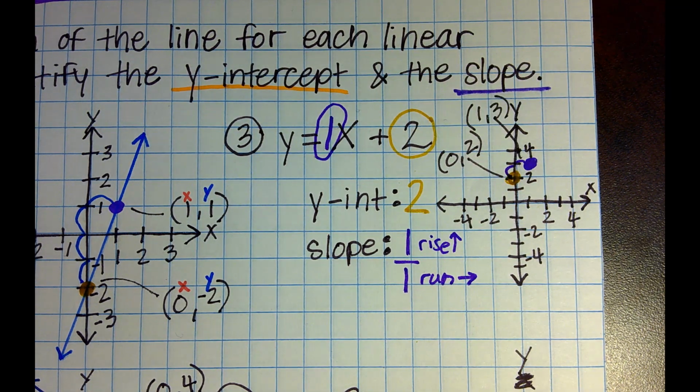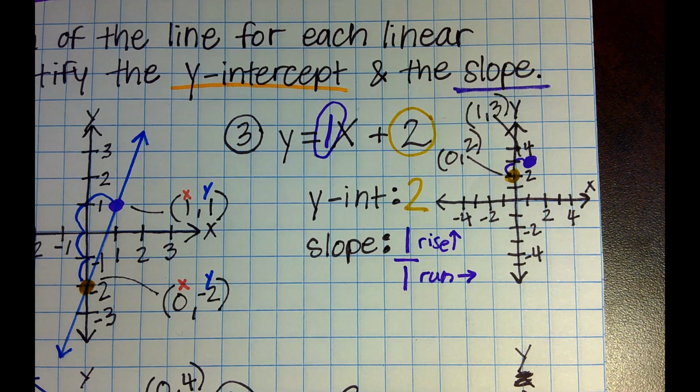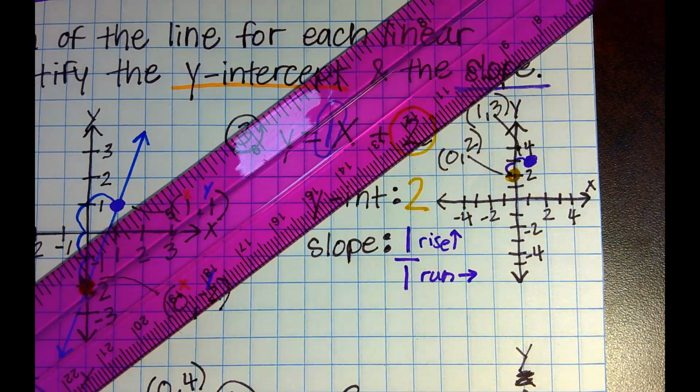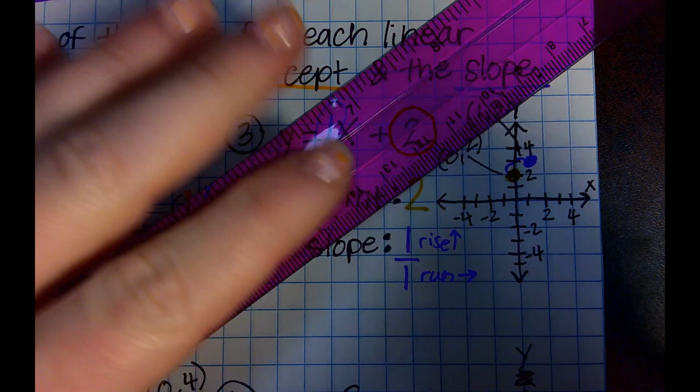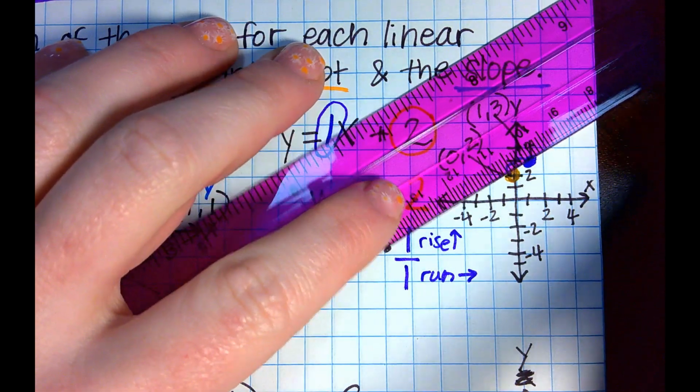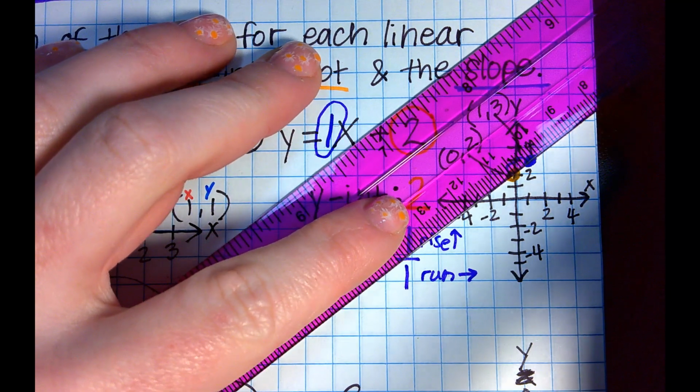So we've got our points. And what's the last step? We're gonna make the line. We're just gonna connect the dots. So let's put our ruler through one point.